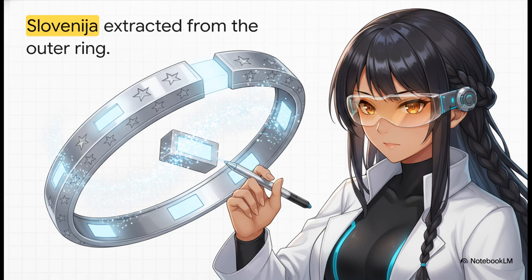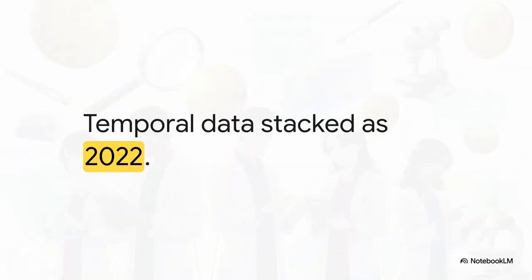It spells out Slovenij, Slovenia. For your audience, this is the grand reveal of where this object comes from. The designers cleverly hid the nation's name right inside that universal star pattern. We also get some temporal data stacked vertically, giving us the year 2022. But notice it's not in a straight line. It's stacked, a 2 and a 0 on top with a 2 and a 2 right underneath it.